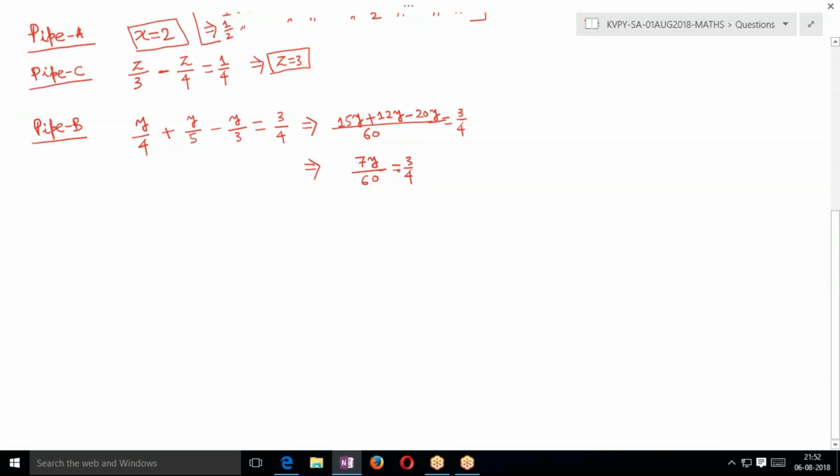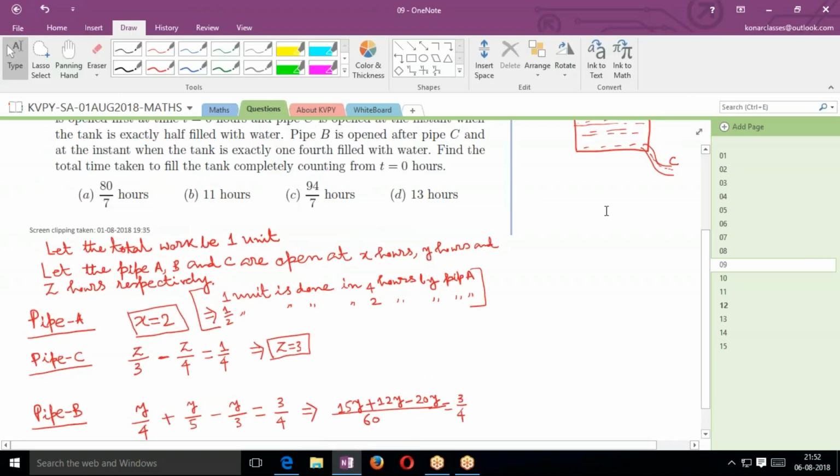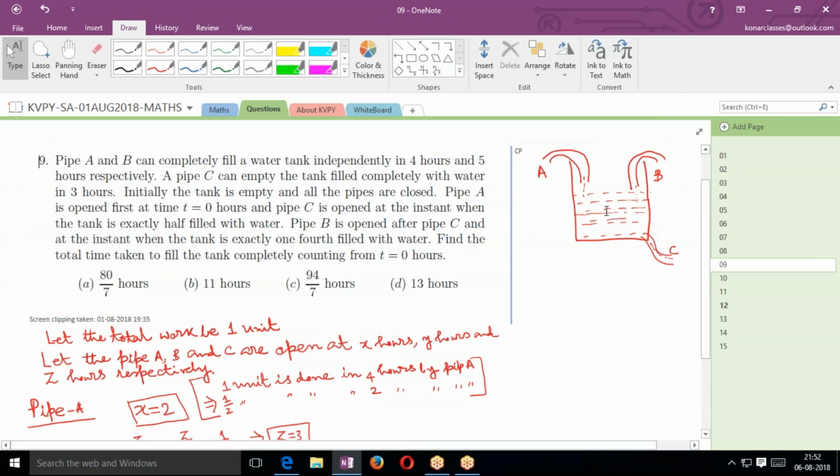Yeah, Arshia, I will explain that third one. The thing is that, if you look into the question, it is mentioned that pipe C opened at the instant when the tank is exactly half filled with water. Then pipe C started releasing water. Pipe B is opened after pipe C, at the instant when the tank is exactly 1/4 filled.